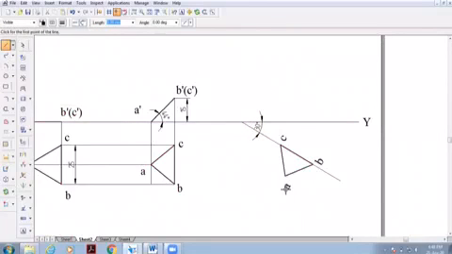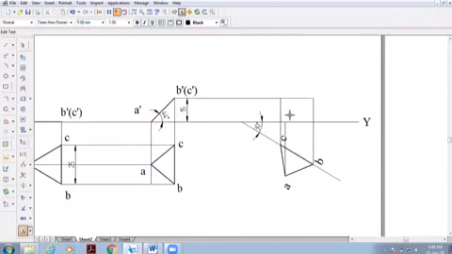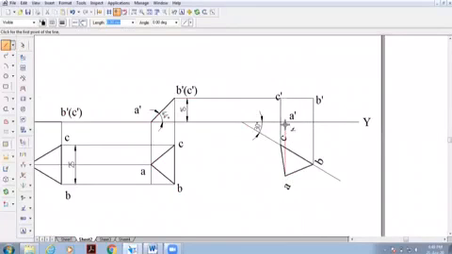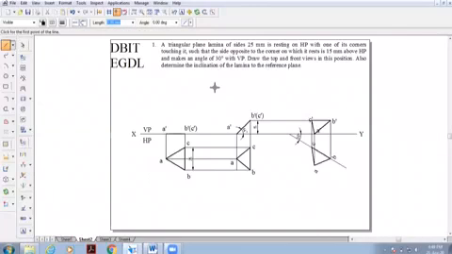Next, let us draw the projection lines. A is ending on the XY line; B and C are on the same line. Now we will find the corners. This is A dash, B dash, and this is C dash. Using the line command, again we join to get the final position. So this is A dash, B dash, C dash, and again A dash. Now the problem is completed. So this is the second problem.